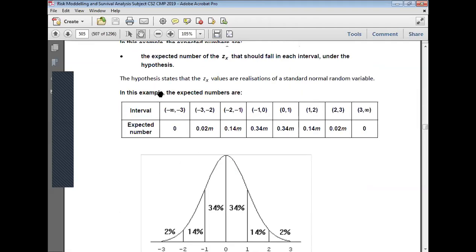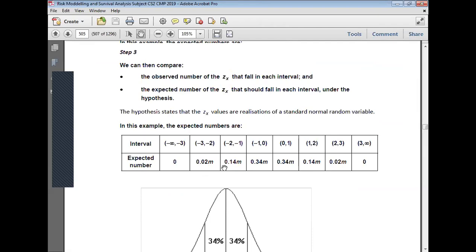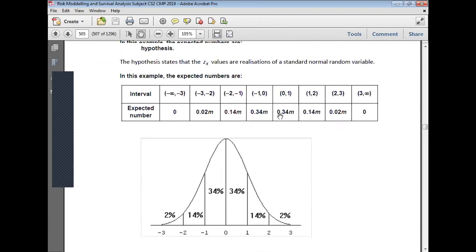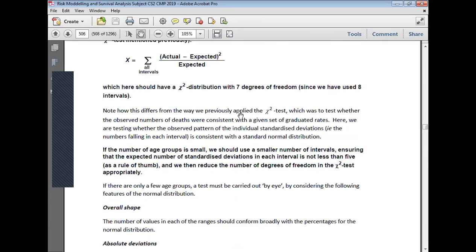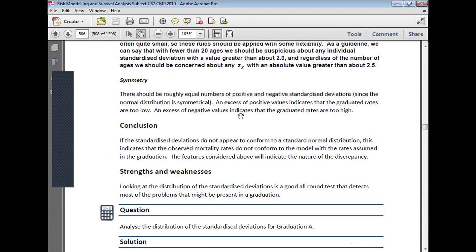So now, if we have, let's say, some value of m, these are the number of values that we would expect for each of these intervals. So this many estimates you will expect to fall in this -2 and -1 interval. So I think maybe we should just have a look at an example here.